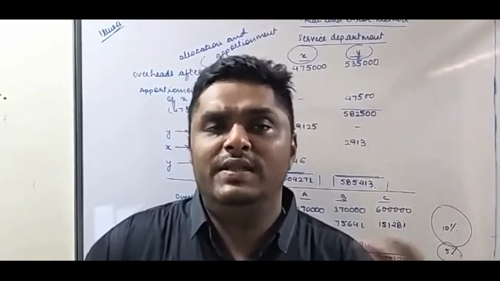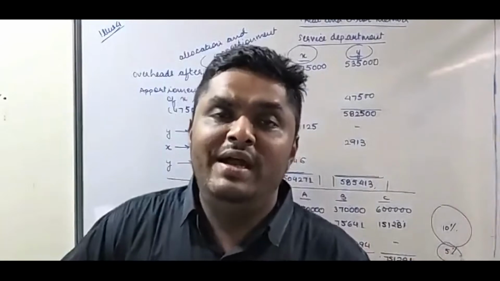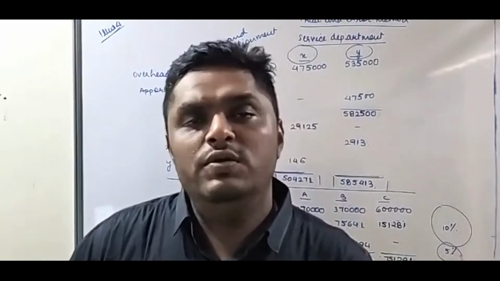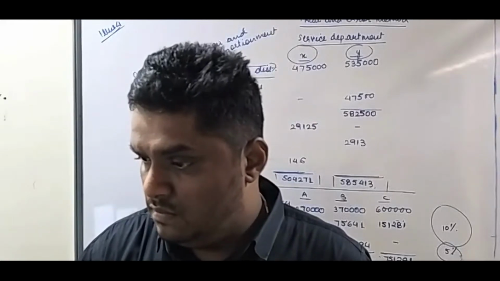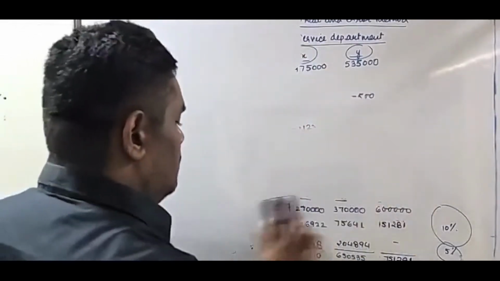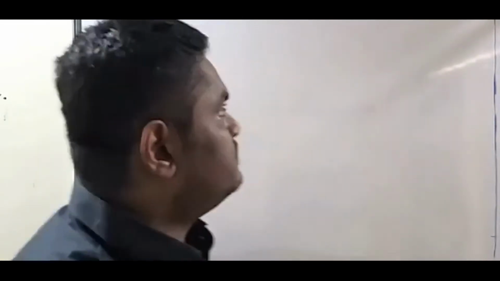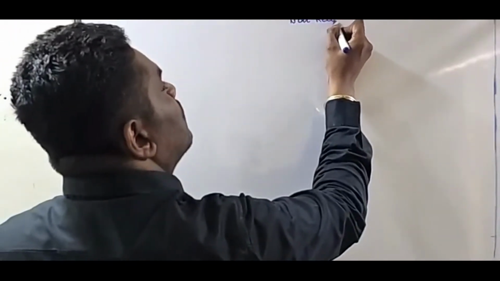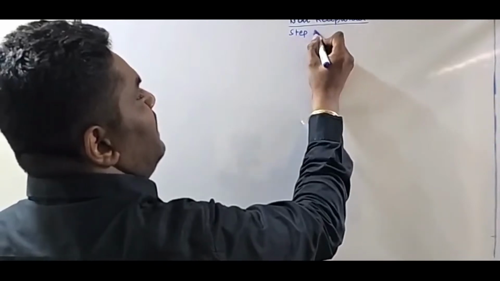Further, you use any of the three methods, whether it is simultaneous equation method, trial and error method, or repetitive distribution method, the final answer will be the same. That is, the total overheads of production department will be the same if you use any of the methods. So we are done with the reciprocal approach. Now non-reciprocal. We use step method or step ladder.